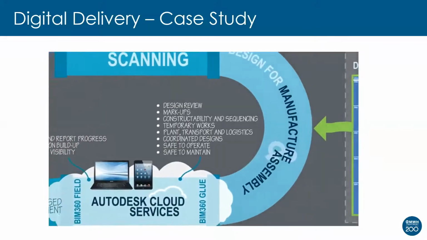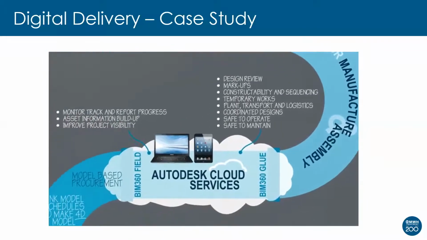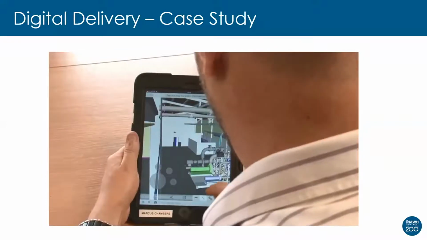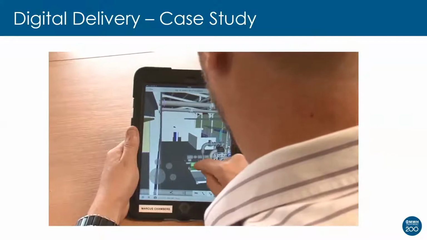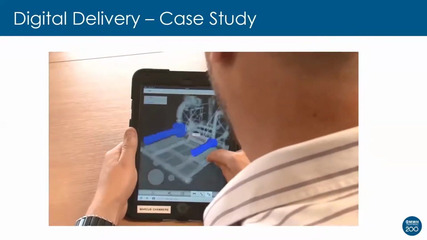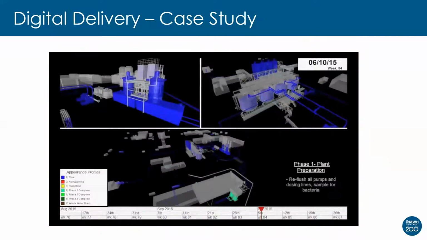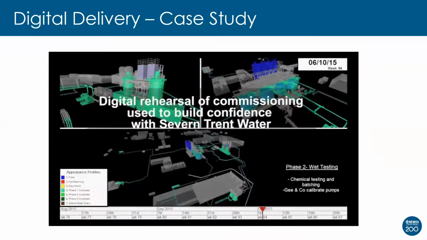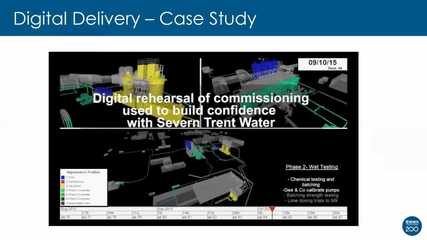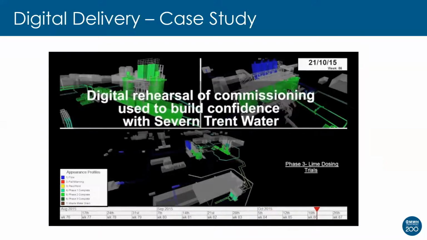To ensure that we got the job right first time for our client, Severn Trent Water, and their operations team, we gave them access to our model and our design from the very beginning of the project via mobile devices. This meant that they could navigate around the model, identify anything they weren't very happy with, communicate those concerns and raise them with us in a timely manner so that when we delivered the scheme, it was right first time.